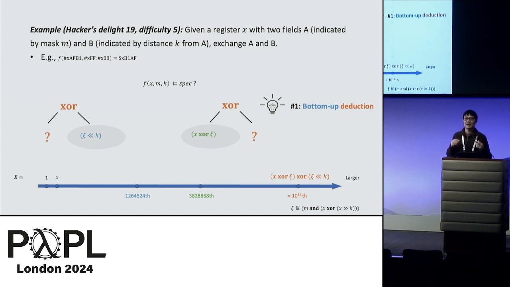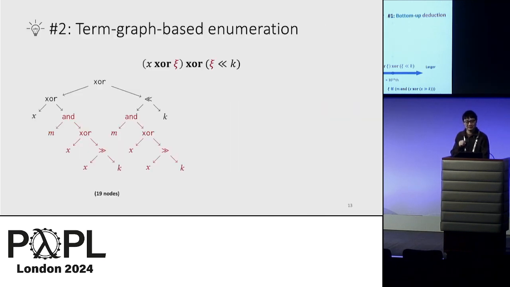But once we have the 2 pieces, we can immediately put them together and check if they can be combined to be a solution. That makes the search much faster than a brute-force search. So that's the bottom-up deduction idea. It can help us solve Hacker's Delight number 19. But for 25, we still need a final push. We need another pair of techniques.